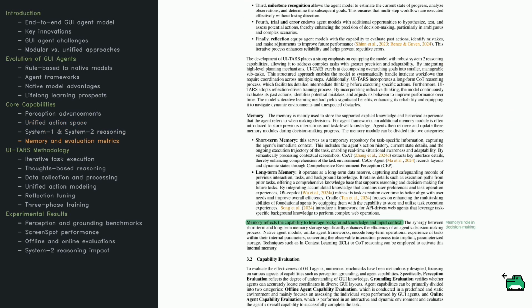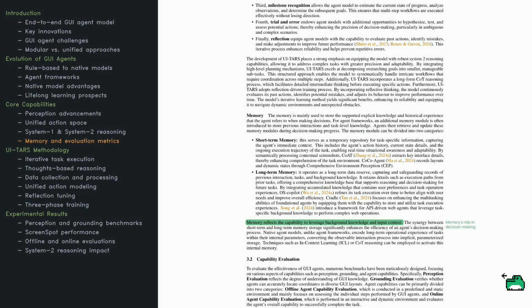Let's stay on reasoning for a moment. System 2 is crucial for those big, multi-step tasks, like filling out a complicated form or diagnosing an error. Agents use milestone recognition to keep tabs on their progress. They also lean on trial and error reasoning, forming hypotheses, testing them, and adjusting based on what happens. Reflection training helps them learn from each attempt, reducing mistakes over time.